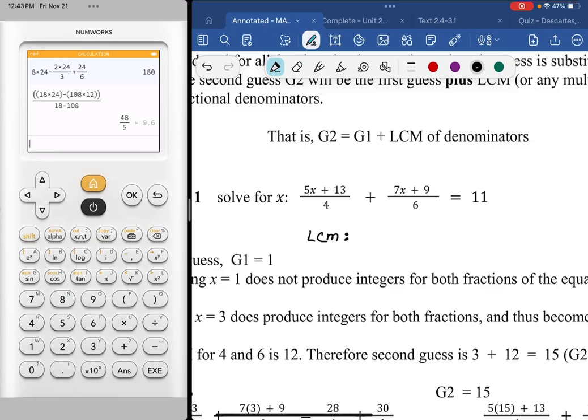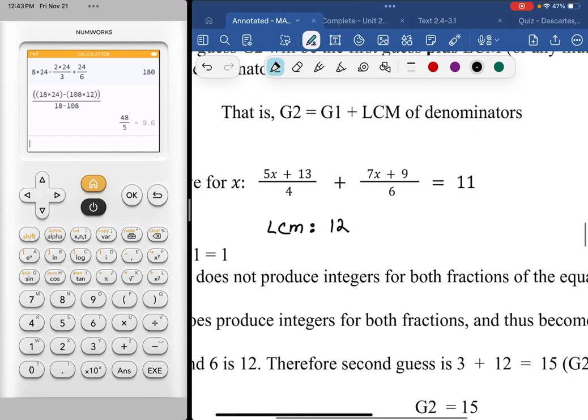A common multiple that you could use, it doesn't have to be the least, would be just the product of the two denominators. So if I did 4 times 6, I would get 24. That would also work, but just for convenience, I would take the least common multiple. All right, so I'd hang on to that number, and find a value that would work for the first guess.